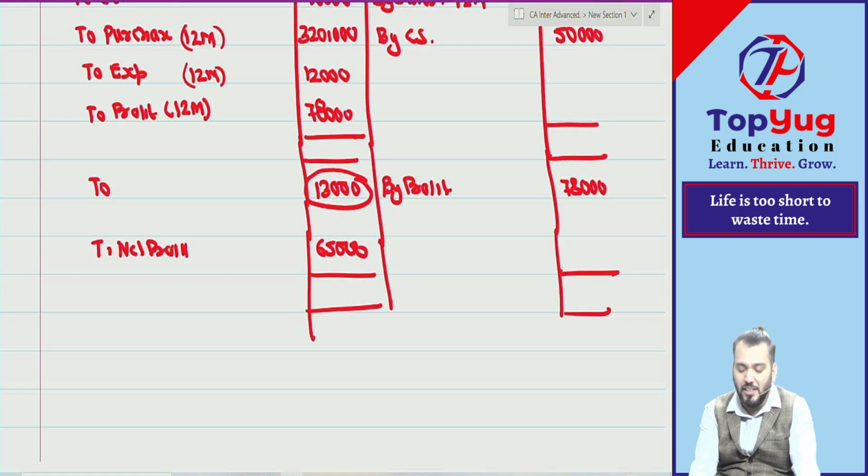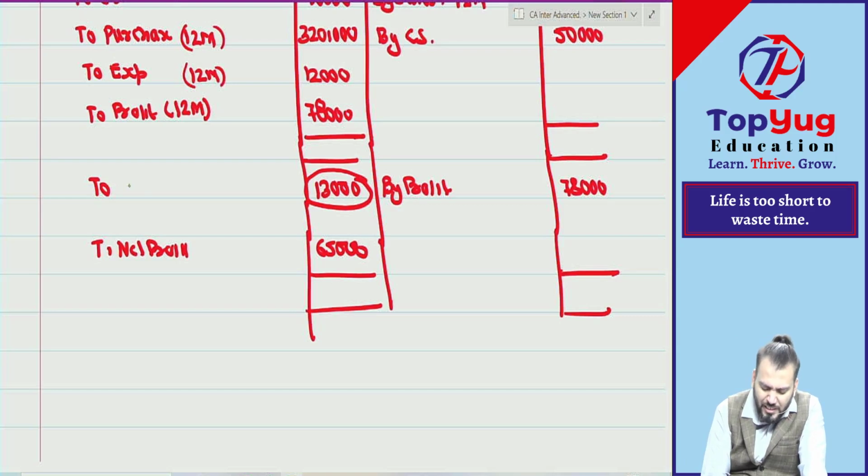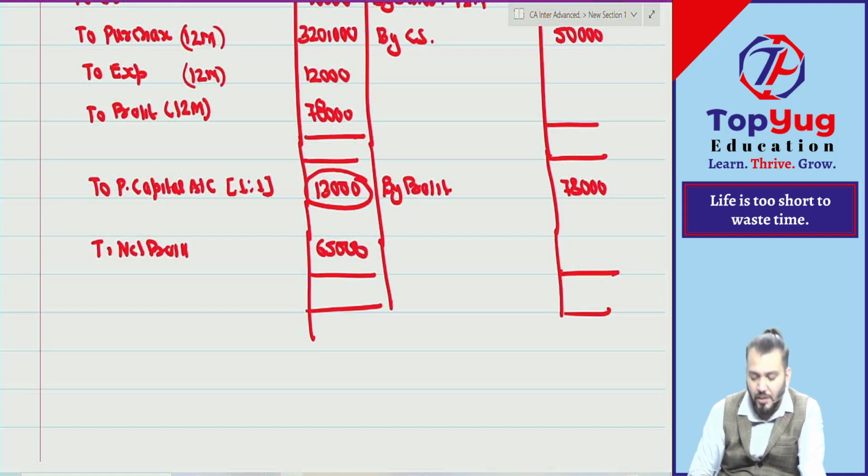Now of course I can say this will be transferred to partners, the old partners in old PSR. But check whether that is given. OPSR has not been given. If OPSR is not given, we can assume equal. So it will be transferred to the partners' capital accounts in 1:1 ratio. Understood?